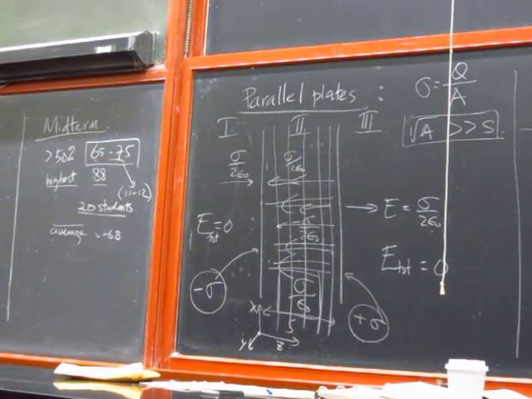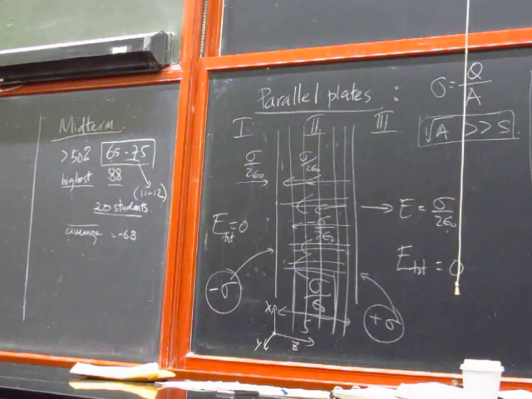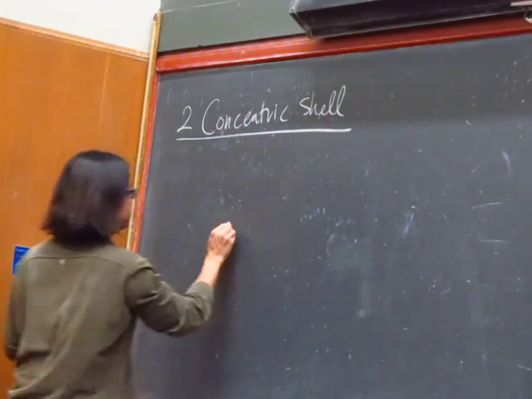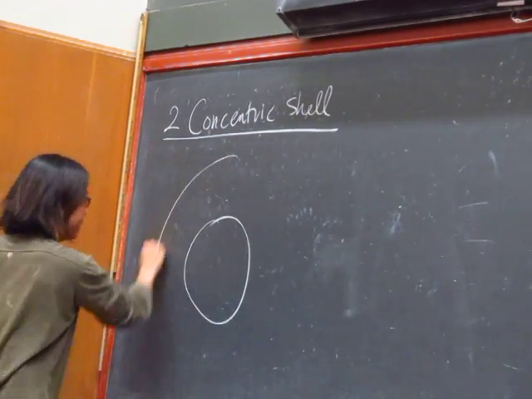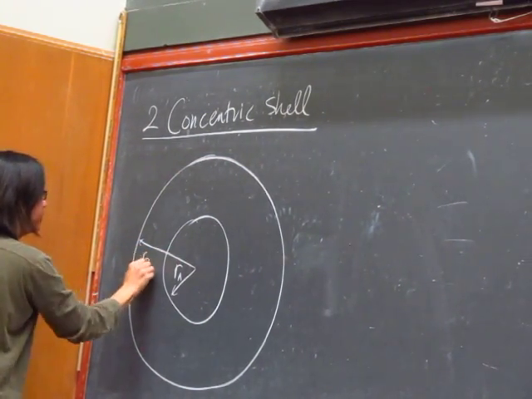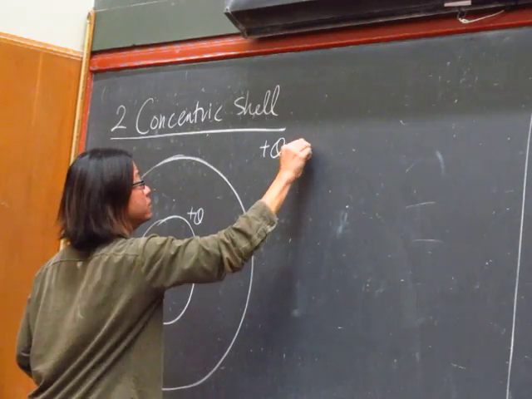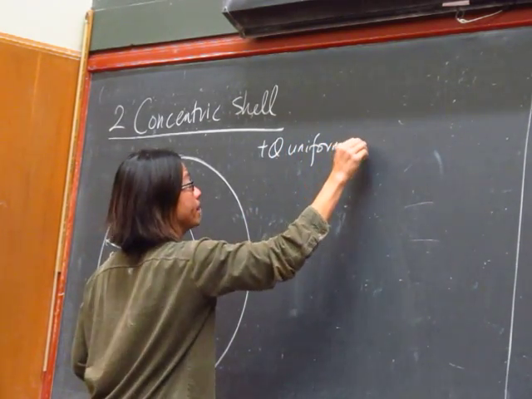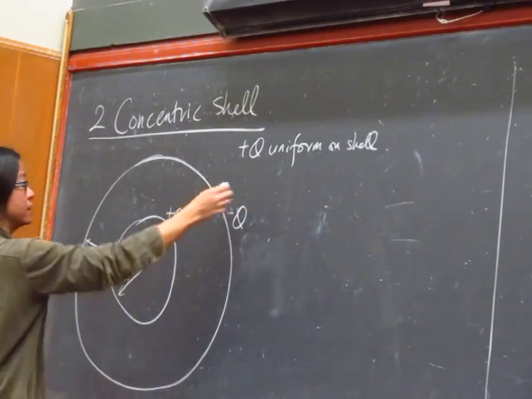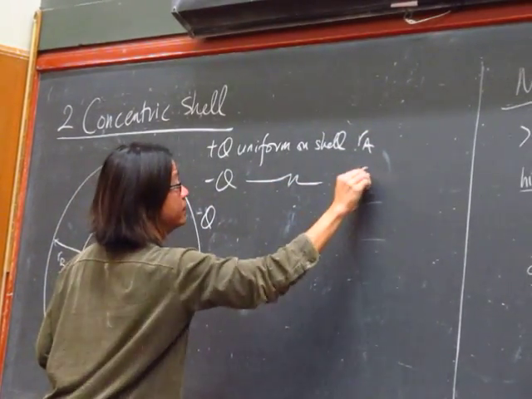Another problem that you could do, and I'm not going to do it in detail, is when you have concentric shells. One of radius RA, another of radius RB. If I put plus Q uniform on the shell RA, and minus Q uniform on shell RB.